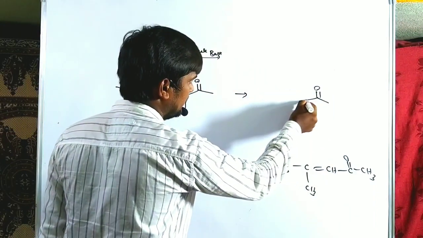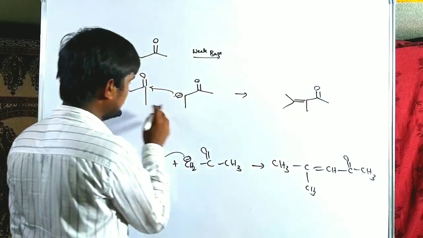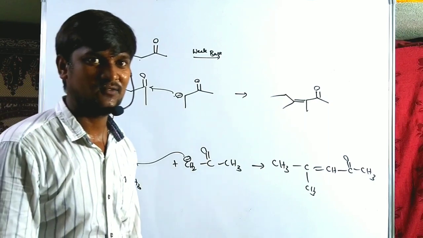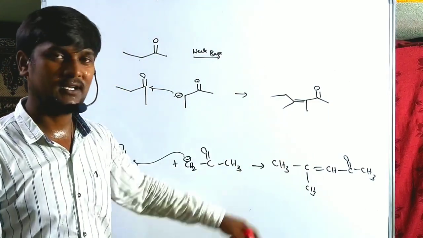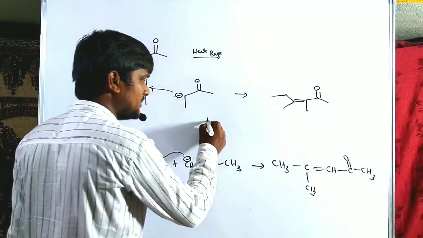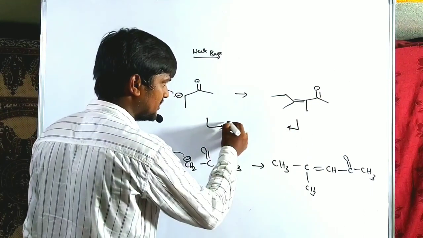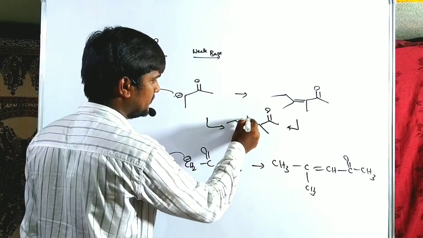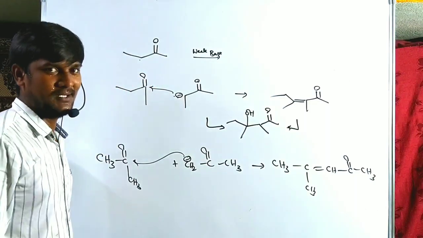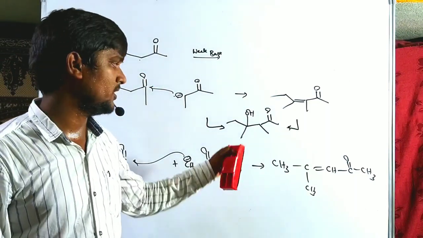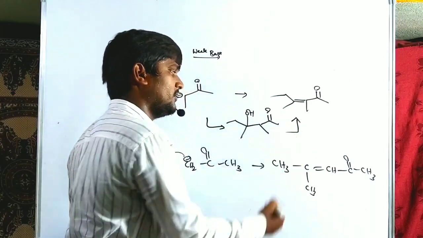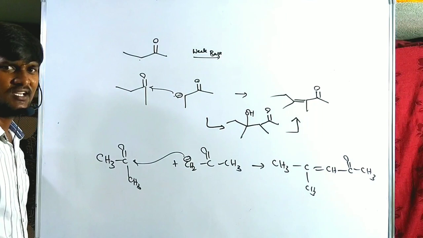Here it is a double bond. One side has the methyl, and the other has the ethyl. This is the product. Now we stop before the dehydration. So instead of the double bond, we will get the OH group at the beta position. This is the beta hydroxycarbonyl compound.